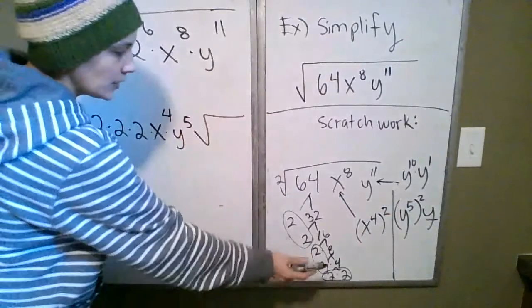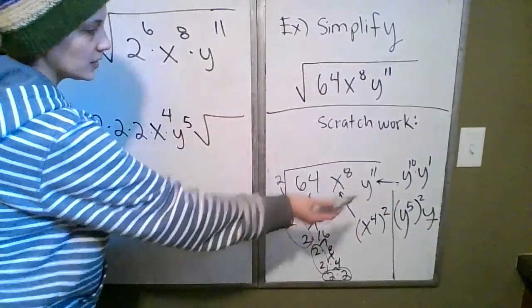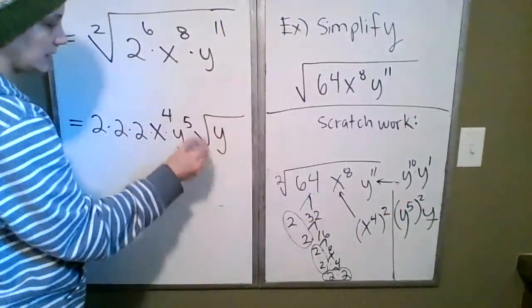So we didn't leave any 2's behind. We didn't leave any x's. All that's left under here is a y, and it's a square root of y.